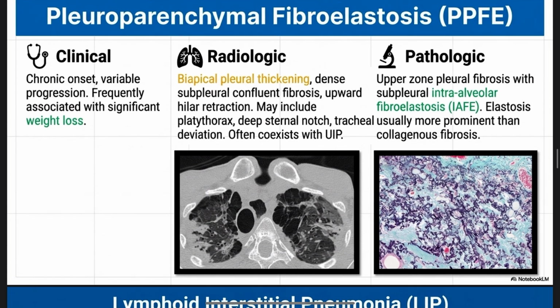So in PPFE, you can see here, when an Indian doctor sees this kind of CT, they can easily tell that there is some past history of tuberculosis. So again, there is a high risk of past history of tuberculosis ending up in pleuroparenchymal fibroelastosis. Along with this, idiopathic is also possible, CTD related is also possible.